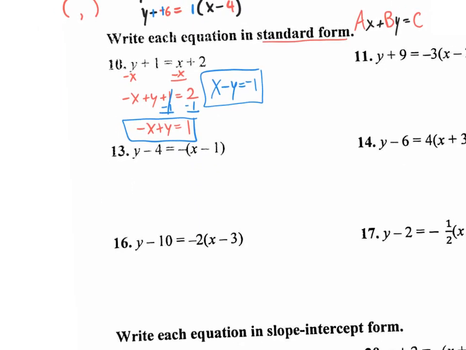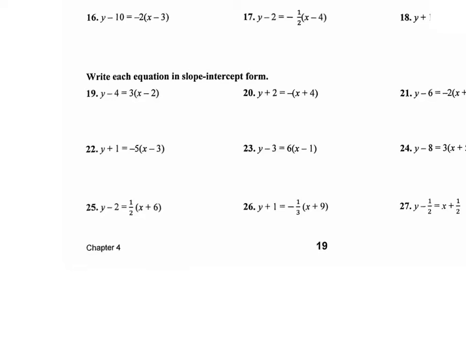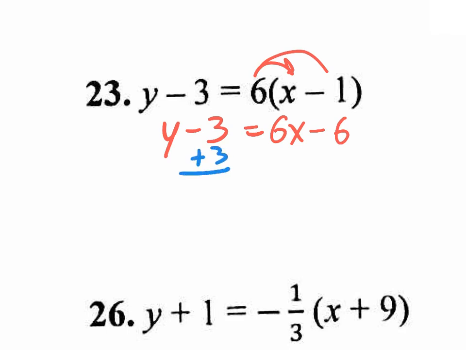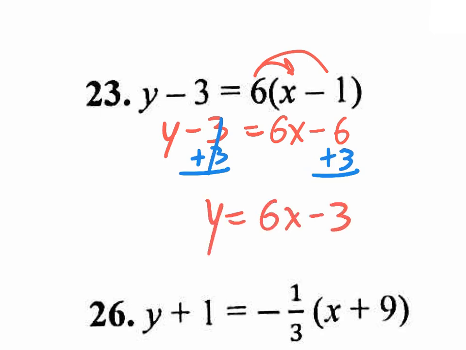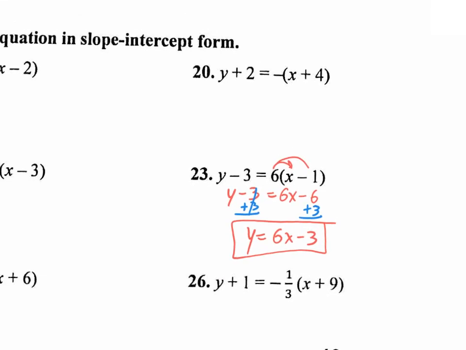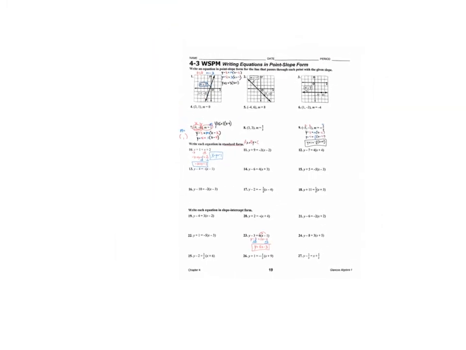So number 10, it's just changing to standard form. This last part is changing into slope-intercept form. So whatever form they give you, you need to change it to slope-intercept form, kind of like this. Distribute 6, you'll have 6x minus 6 equals y minus 3. And if you want it in slope-intercept form, which is what they're asking for, you add 3, you'll have y equals 6x minus 3, and that is your slope-intercept form equation. So we need to be familiar with all three forms, and once we're familiar with all three forms, we will be able to answer all these questions.